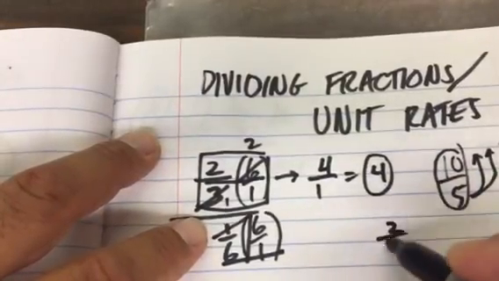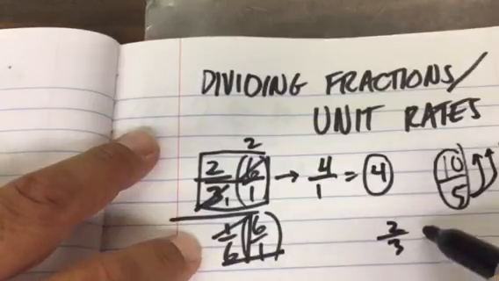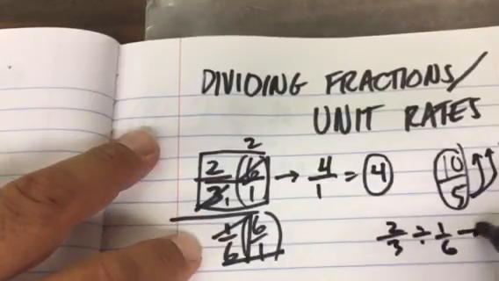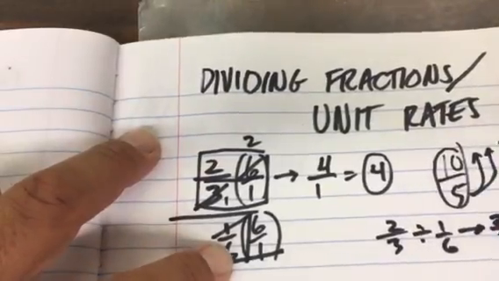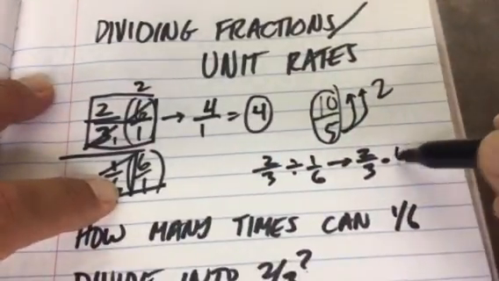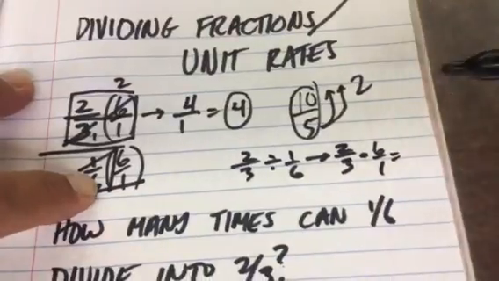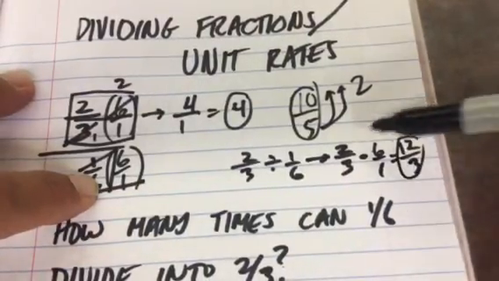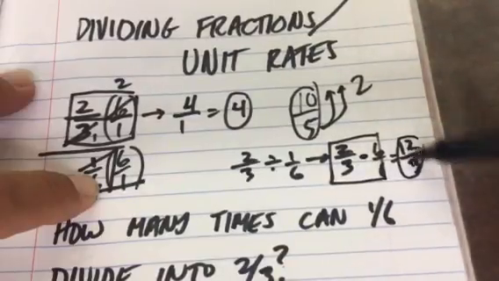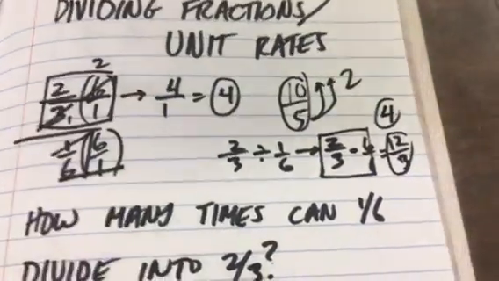So if you see a problem that's 2/3 divided by 1/6, you can just keep, change, flip. 2/3 times the reciprocal. The reciprocal of 1/6 is 6/1, for a grand total of 12/3. If you can reduce this, you can reduce it here. And 12/3 is 4. Here's some other examples with some unit rates.